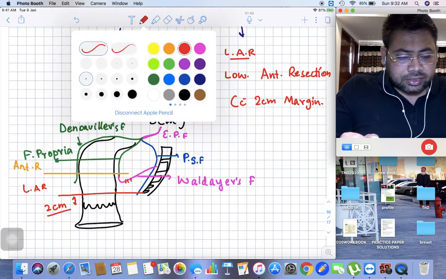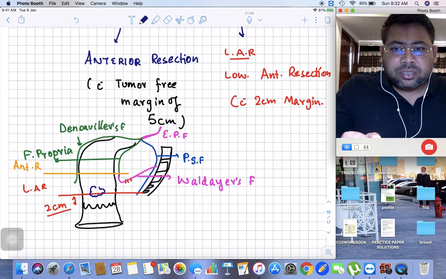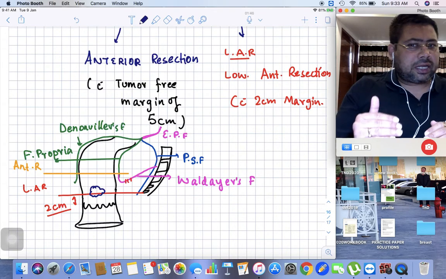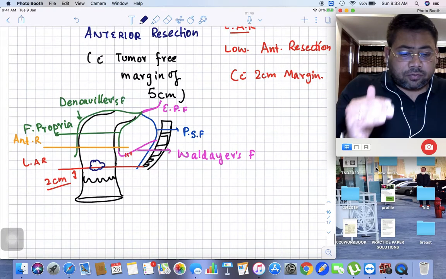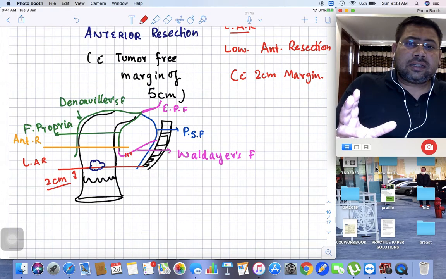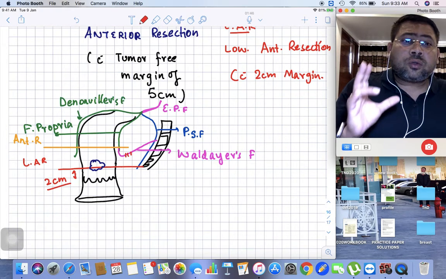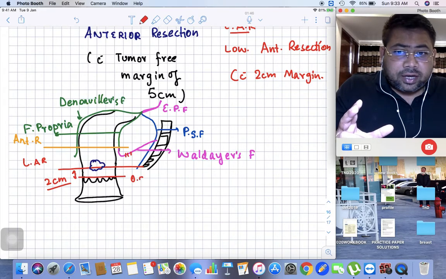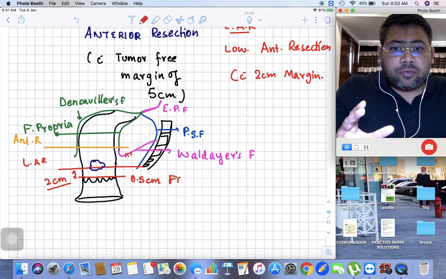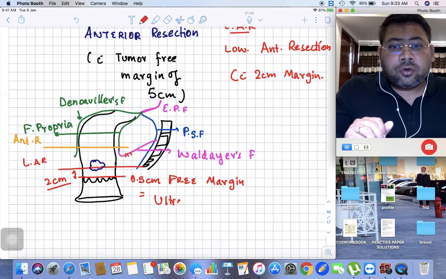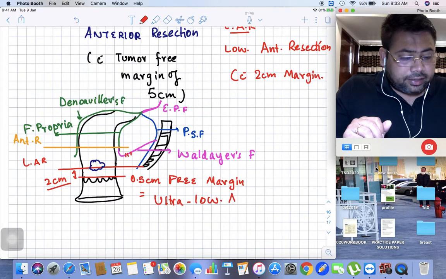There may be a condition when the tumor is too close to the line of no control, and the patient is not willing to sacrifice the sphincter. If the tumor is of lower grade, not that aggressive, small in size, and operable, we try to preserve the sphincter by taking a margin of only 0.5 centimeter. If you take a 0.5 centimeter free margin and save the sphincter, this is what is known as ultra low LAR, ultra low anterior resection.